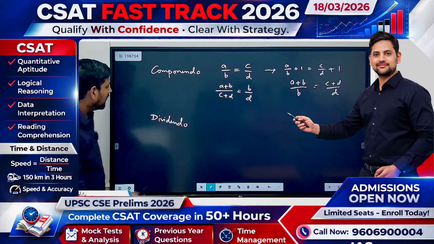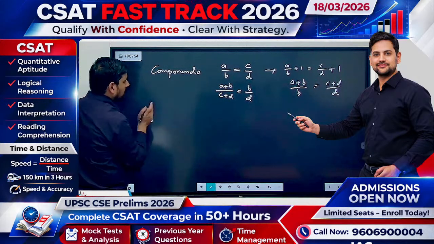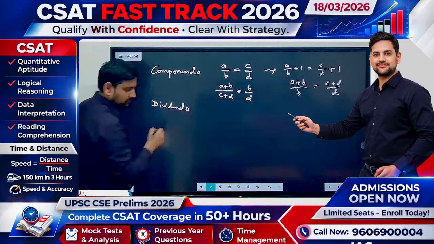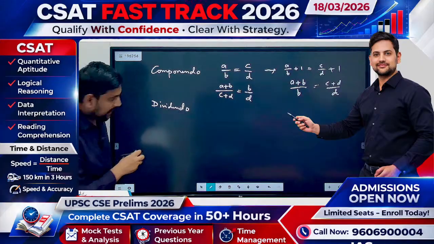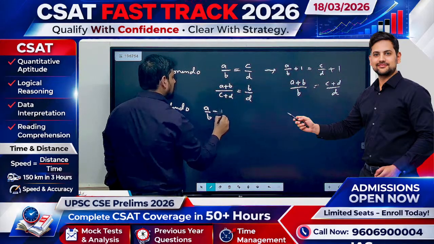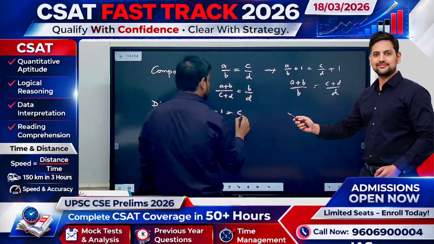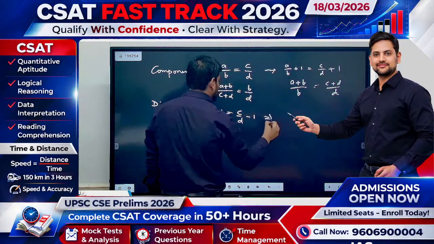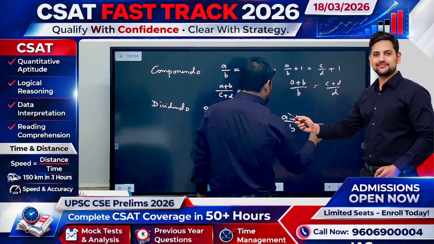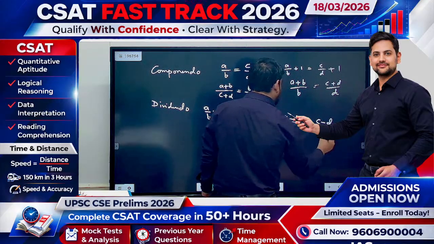Now, similarly, in dividendo, what do we do? We take the difference. That is, I subtract 1 from both sides. A by B minus 1, C by D minus 1. What I get is A minus B upon B is equal to C minus D upon D.